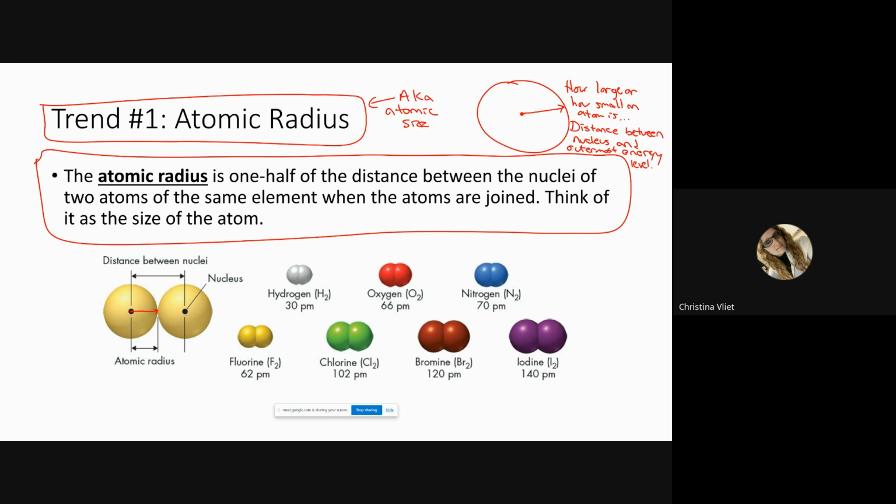So atomic radius is pretty much the atomic size. This is how large or how small an atom is, and can be thought of as the distance between the center of the atom, which would be the nucleus, and the outermost energy level that holds electrons.